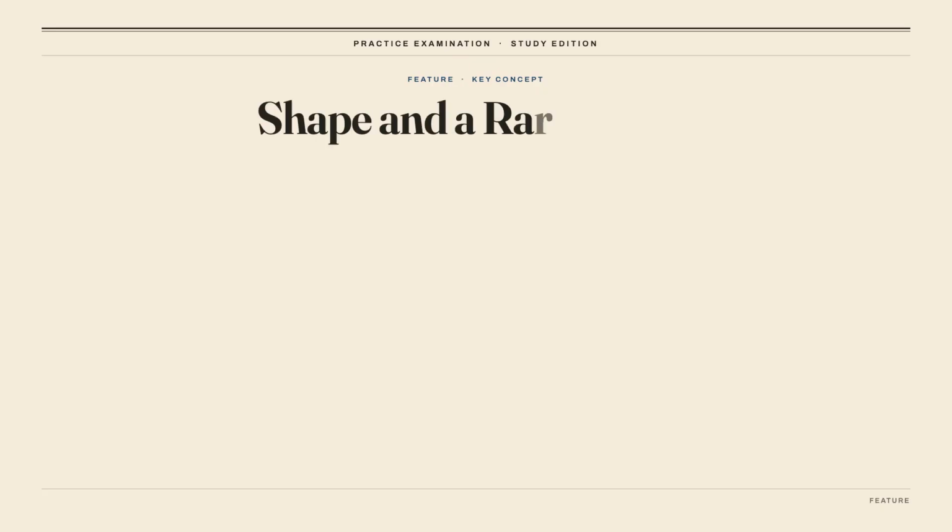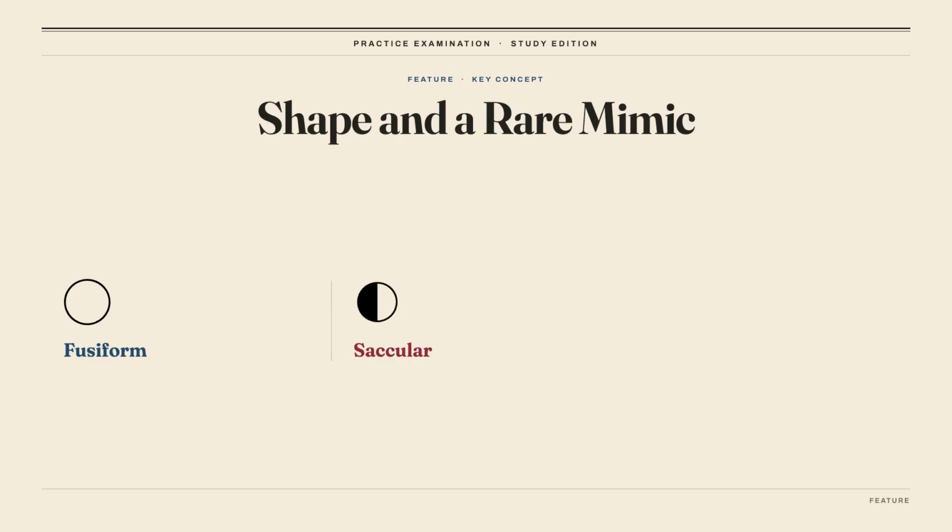Shape is a separate classification for true aneurysms. Fusiform is a uniform spindle-shaped dilation, while saccular is a one-sided outpouching linked by a neck. The mycotic aneurysm, despite its name, is caused by bacterial rather than fungal infection, producing an aggressive saccular outpouching that needs antibiotics plus surgery.